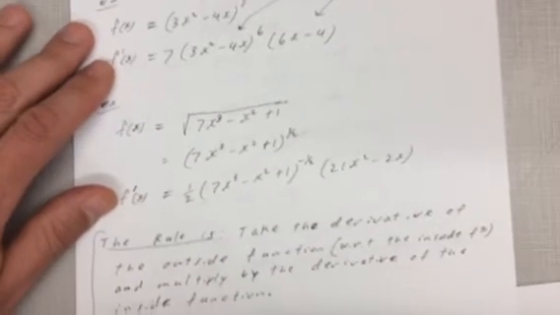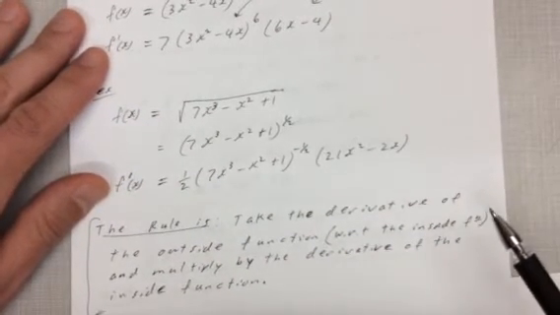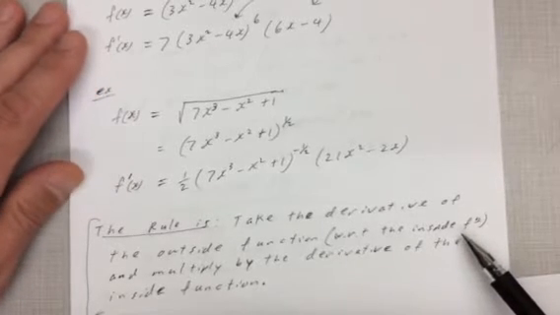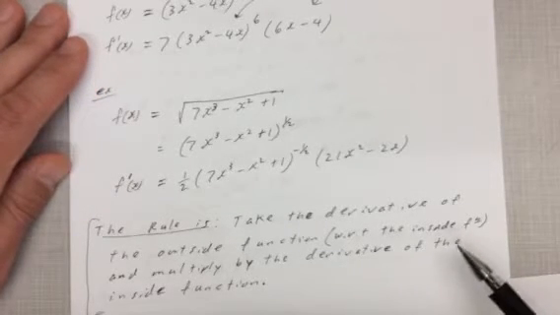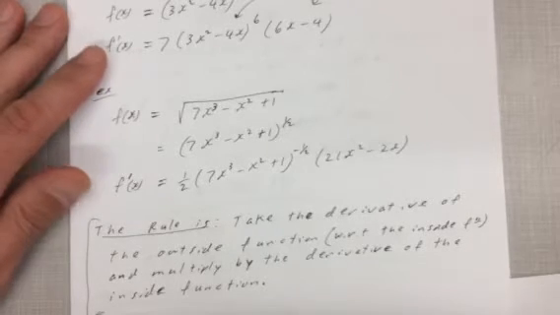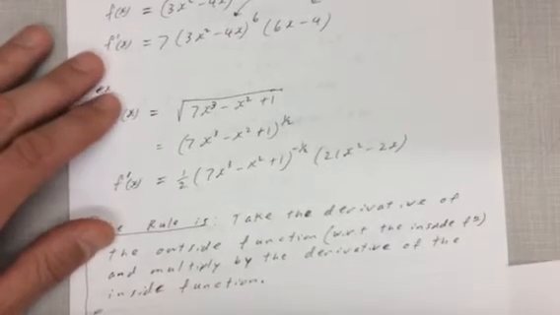And here's how we basically say the chain rule. Take the derivative of the outside function with respect to the inside function, and multiply by the derivative of the inside function. So the derivative of the outside times the derivative of the inside is usually what we say.